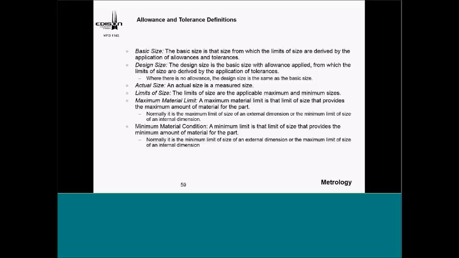Again, a basic size, and I get a little bit into GD and T when I talk about maximum material limit and minimum material limit. So I talk about, maximum material limit is the limit of size that provides a maximum amount of material for the part. So if I give them a 12-inch rod, give them a tolerance of 12 inches plus 10 minus nothing, then the maximum material limit is 12 inches, 0.010.